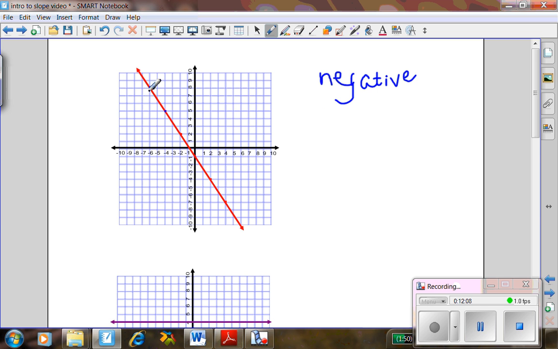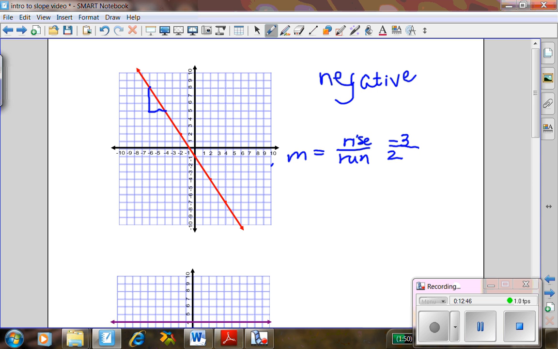So if I go down, that's 1, 2, 3. I go down, and then I go over 1, 2. Now, I went 3 down. Since I went in the negative direction, that means I get a -3 for my rise. My run, I went to the right 2, so that tells me I went in the positive direction. So that tells me my slope is -3 over 2. And that's all there is to it. If I keep doing that, that's my slope.